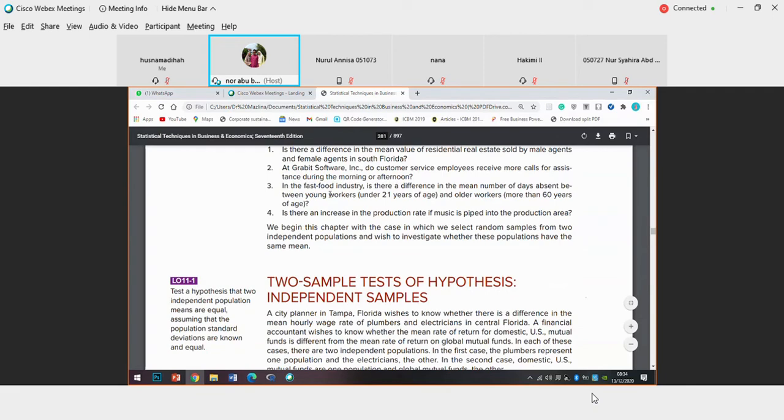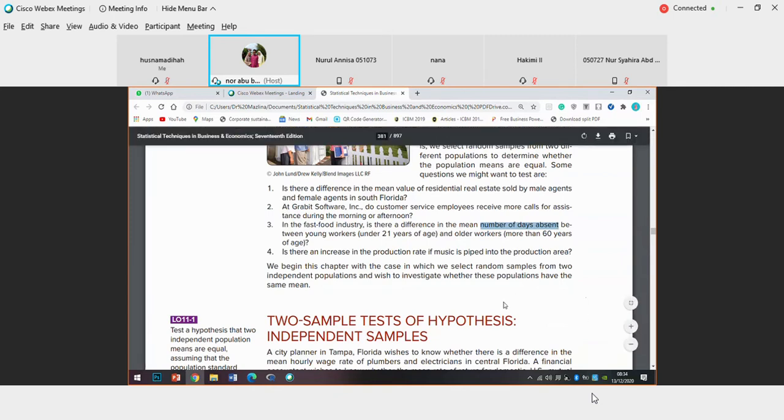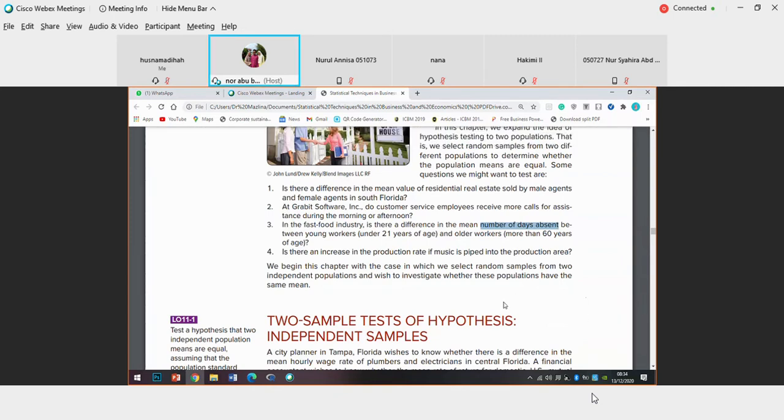Okay, now in the fast food industry, is there a difference? Okay, we want to know, is there a difference in number of days absent between young workers and older workers? Is this important to know? Number of days absent? Okay, boleh letak kat chat tu sayang, kalau dah segan untuk buka voice. Okay, number of days absent, is it important to know?